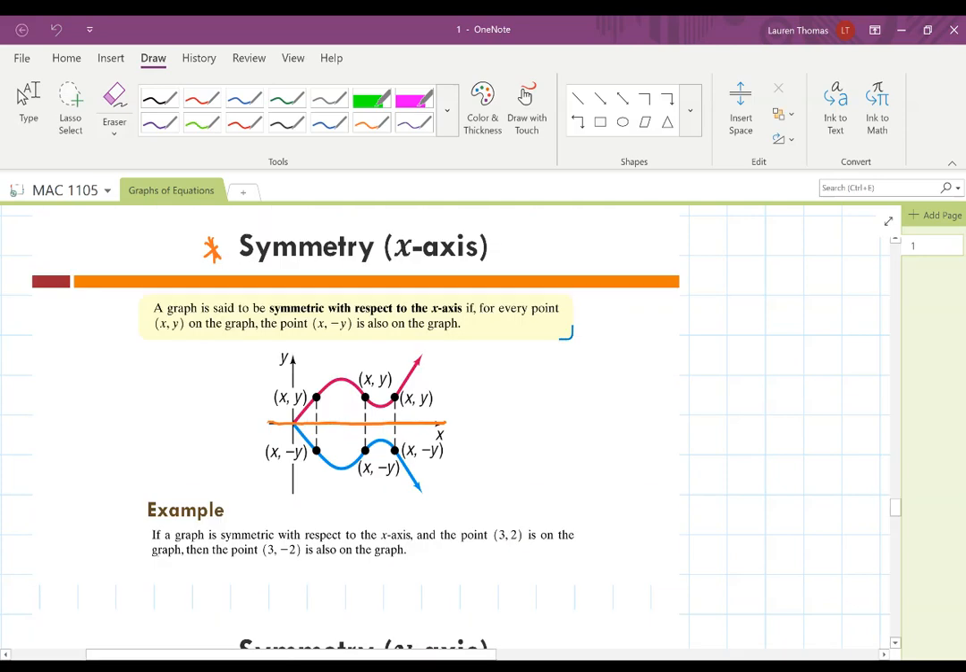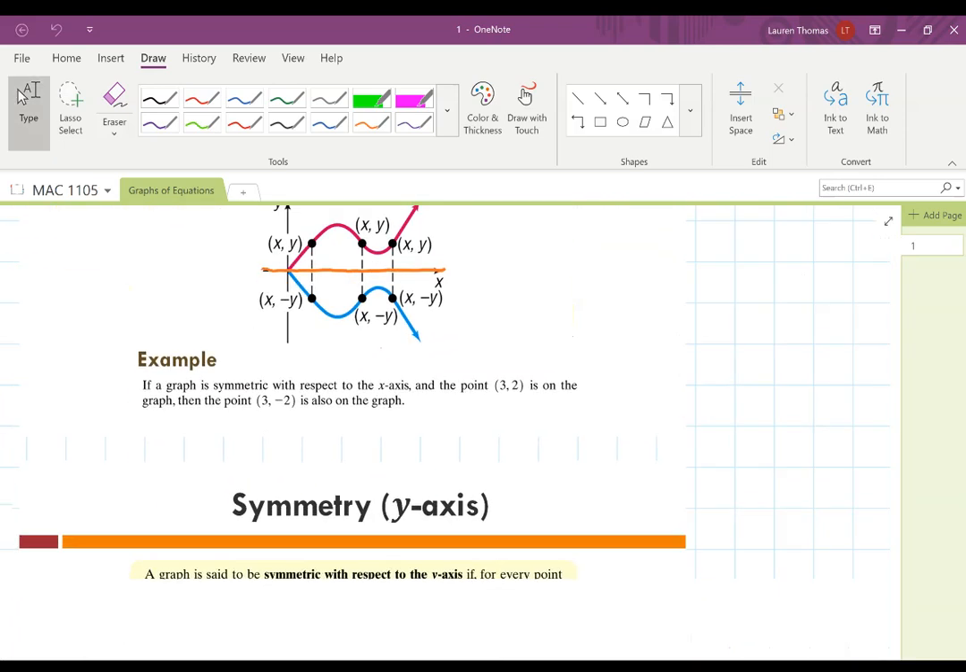So an example of that: if a graph is symmetric with respect to the x-axis and the point (3, 2) is on the graph, then the point (3, -2) is also on the graph. That means if you have two points that have the same x value, their opposite y values should both be on the graph, because both halves, when you fold them, should match up. That's the first type of symmetry.